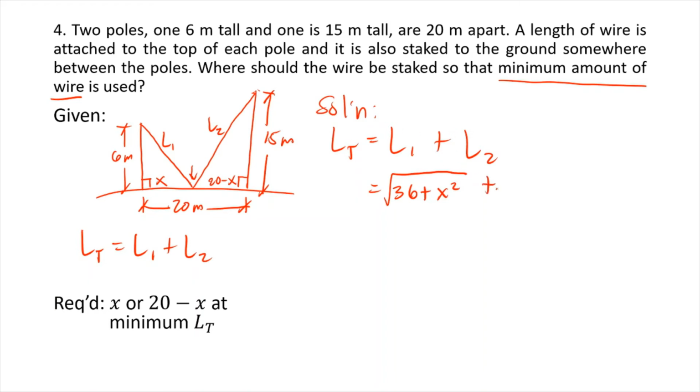Let's move on to L sub 2. L sub 2 is also the longest side on this right triangle here. So its measure, or its length, is equal to the square root of 15 squared. So 15 squared is 225, plus the square of this side. So 20 minus x squared.